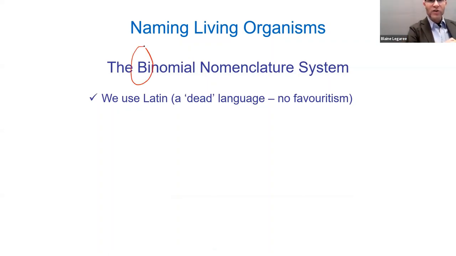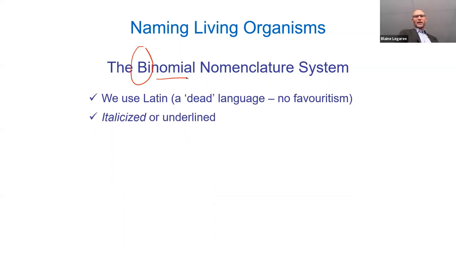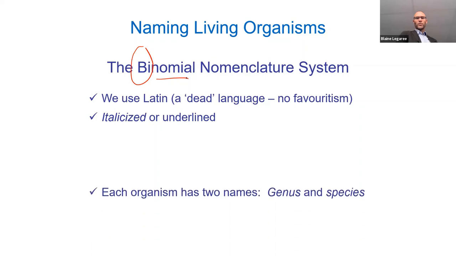Binomial, bi is two names. Sometimes you hear it called the scientific name or the Latin name. We usually use Latin or ancient Greek or some sort of dead language, because we don't want to favor English or French or German or some other language like that. The name, you're going to italicize it or underline it. This is just a scientific convention, and I'm not really sure why that's the case, but that's what we do.